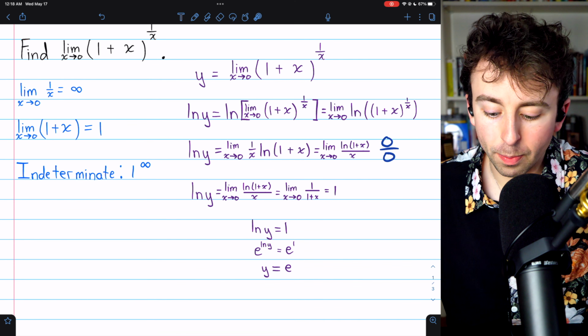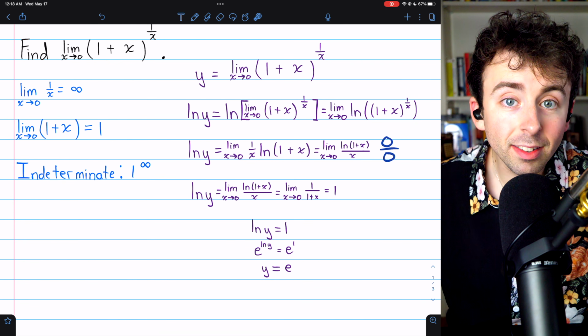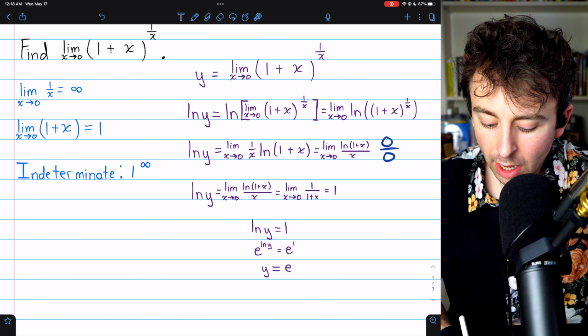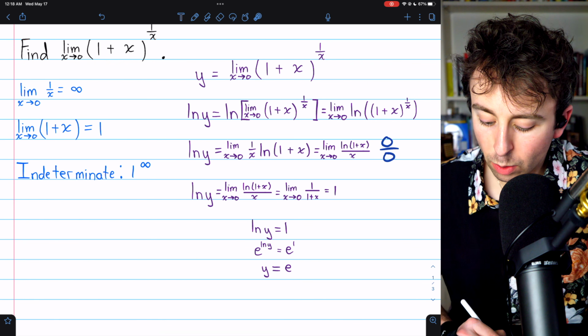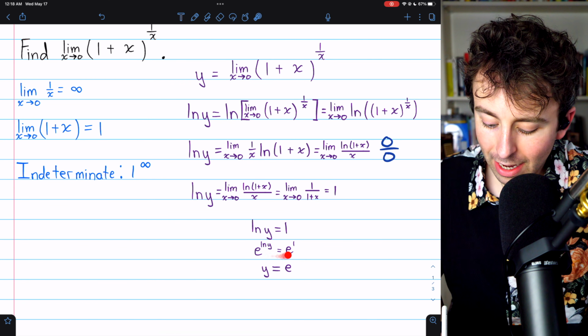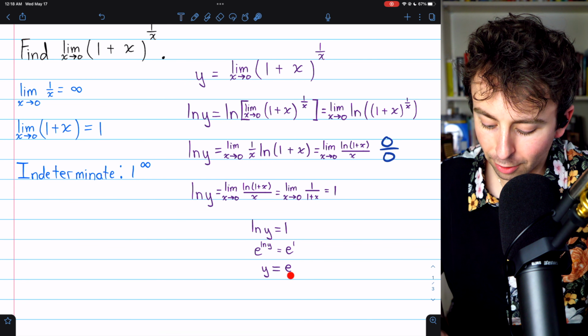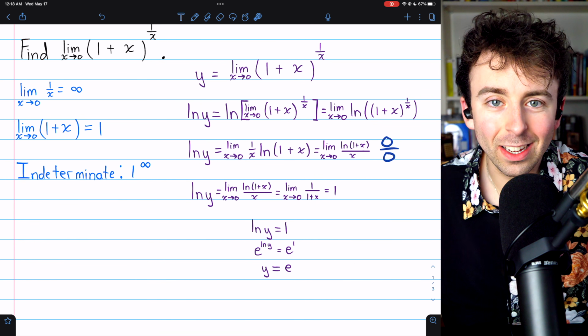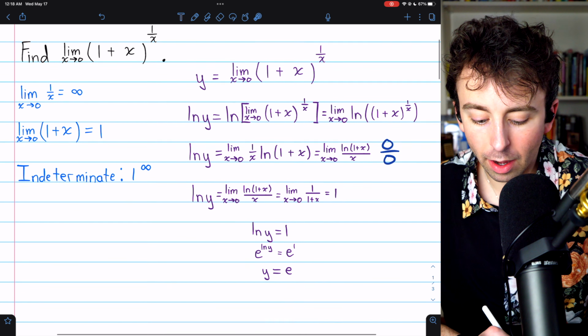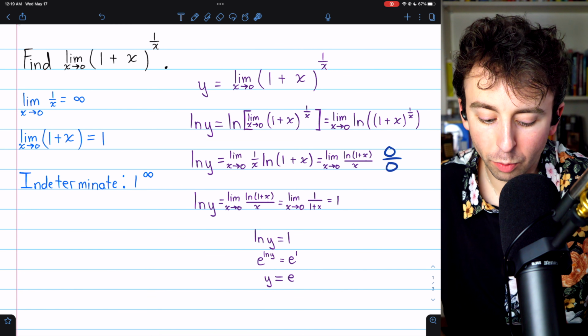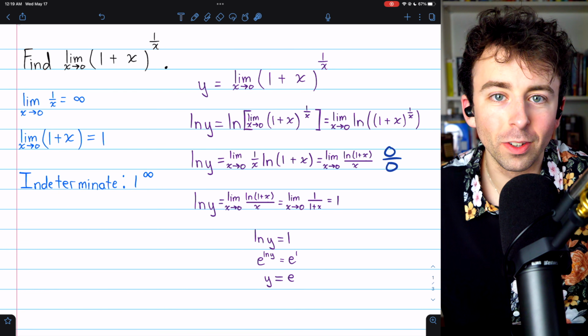Solving for y is a piece of cake. Remember, y is the limit that we're trying to evaluate. We have that the natural log of y equals 1, so we just exponentiate both sides. E and ln cancel out, and we find, as expected, that y is equal to e. And that is the limit of 1 plus x to the power of 1 over x as x approaches 0.